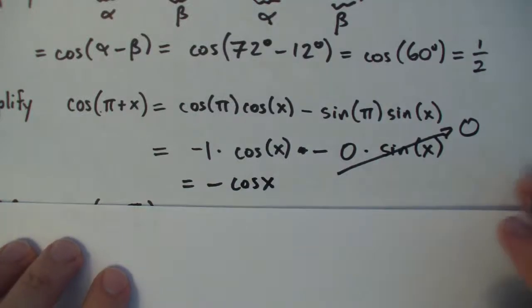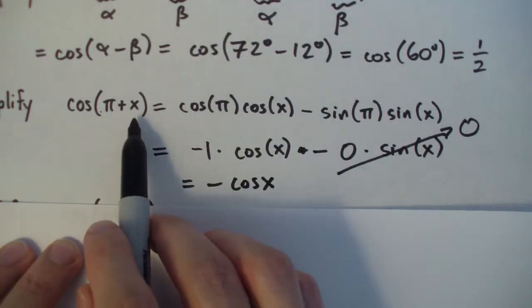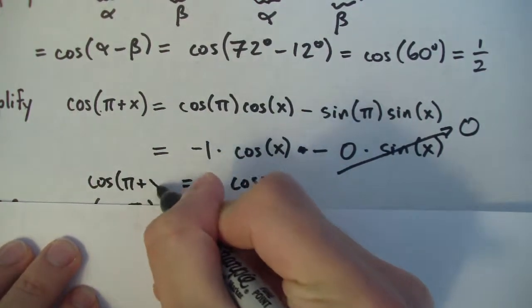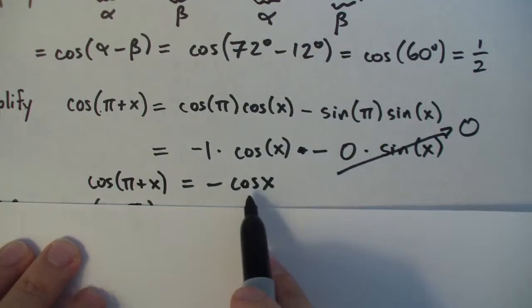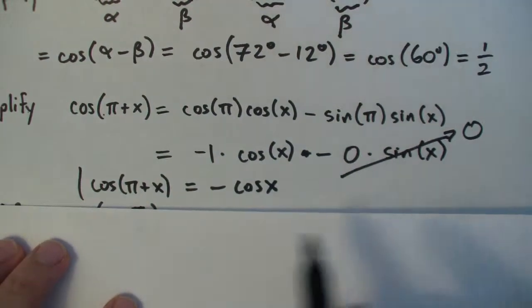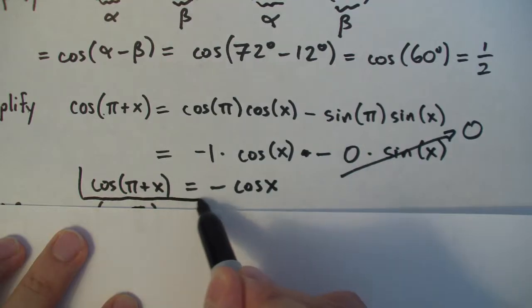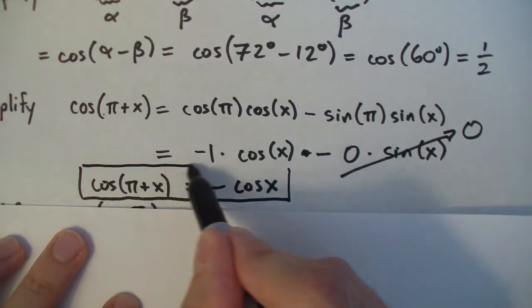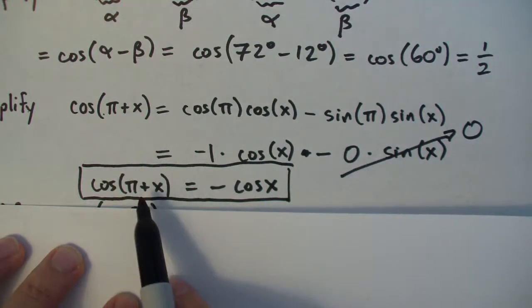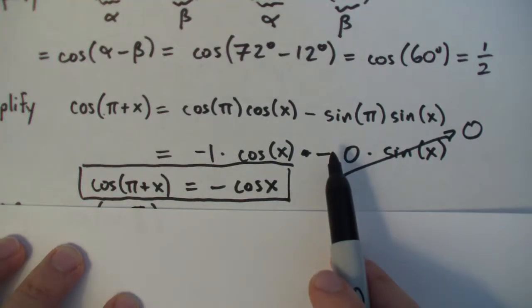So this is an identity. We have just shown that for whatever value of x you plug in here, cosine of pi plus x is just minus cosine of x. And there are other ways you could see that that's true by considering the unit circle or other things. But the point is that we can prove a whole bunch of identities like this just by using our sum or difference formulas for cosine.